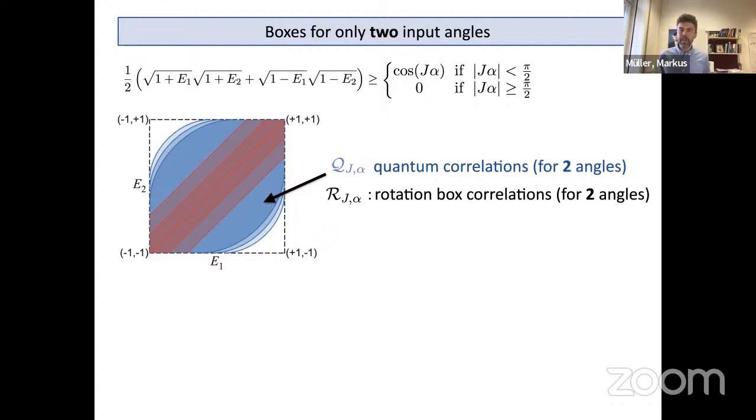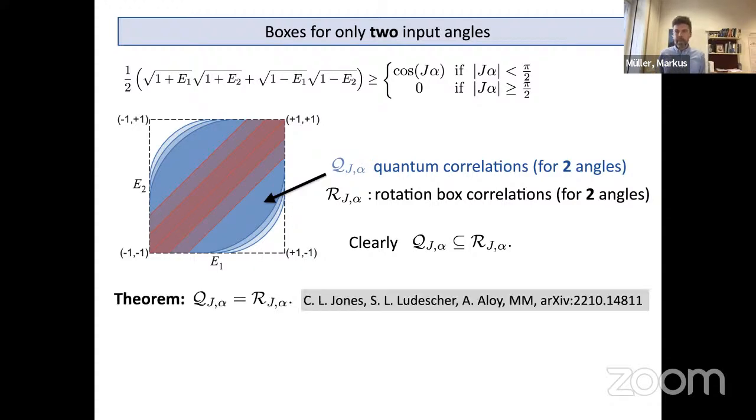Now you can ask, well, what if I go beyond quantum theory and allow these rotation boxes, and look at the correlations that I can get if I'm only ever interested in two angles? As before, it's clear that the quantum correlations are a subset of these rotation box correlations. But what we've shown in our paper, perhaps a bit surprisingly, is that they are actually exactly identical.